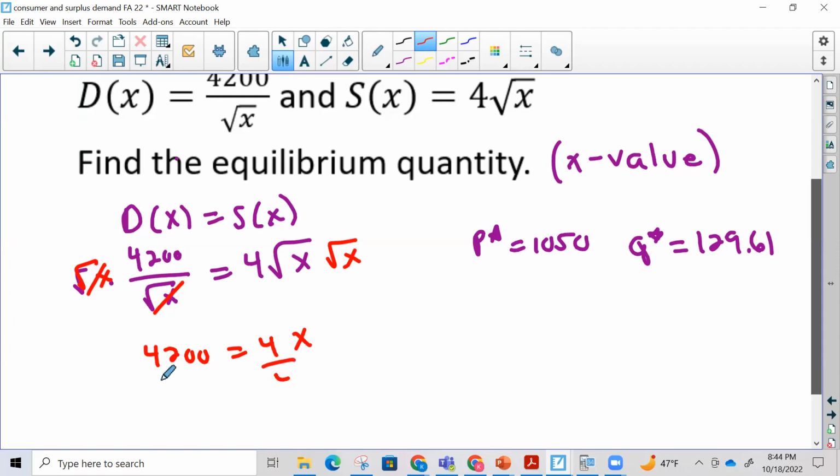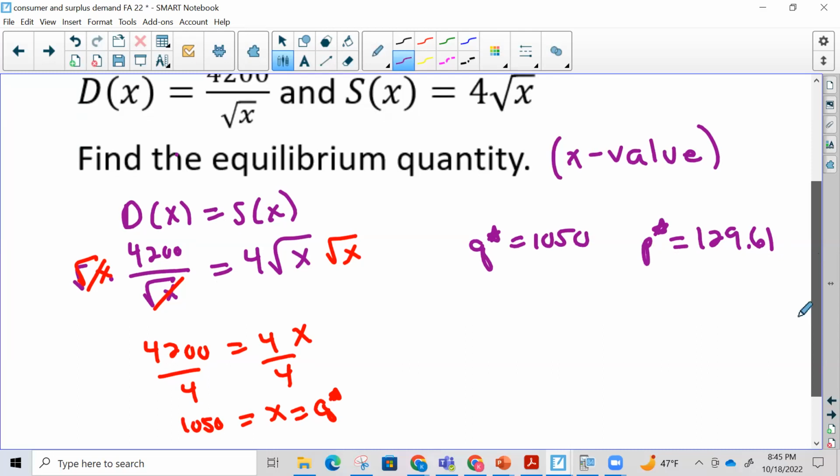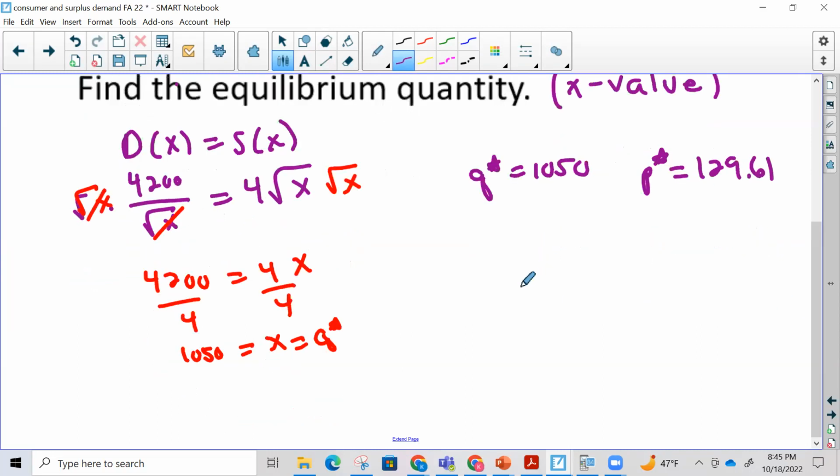And then I can divide by 4. And that again gives me the 1,050. Okay, so this is the X, which is the, I had this backwards, sorry. This is the Q star. Let me fix that here. So this Q star is the X value. P star is the Y value. Again, because price is on the y-axis and the quantity is on the x-axis. So this is the x value.